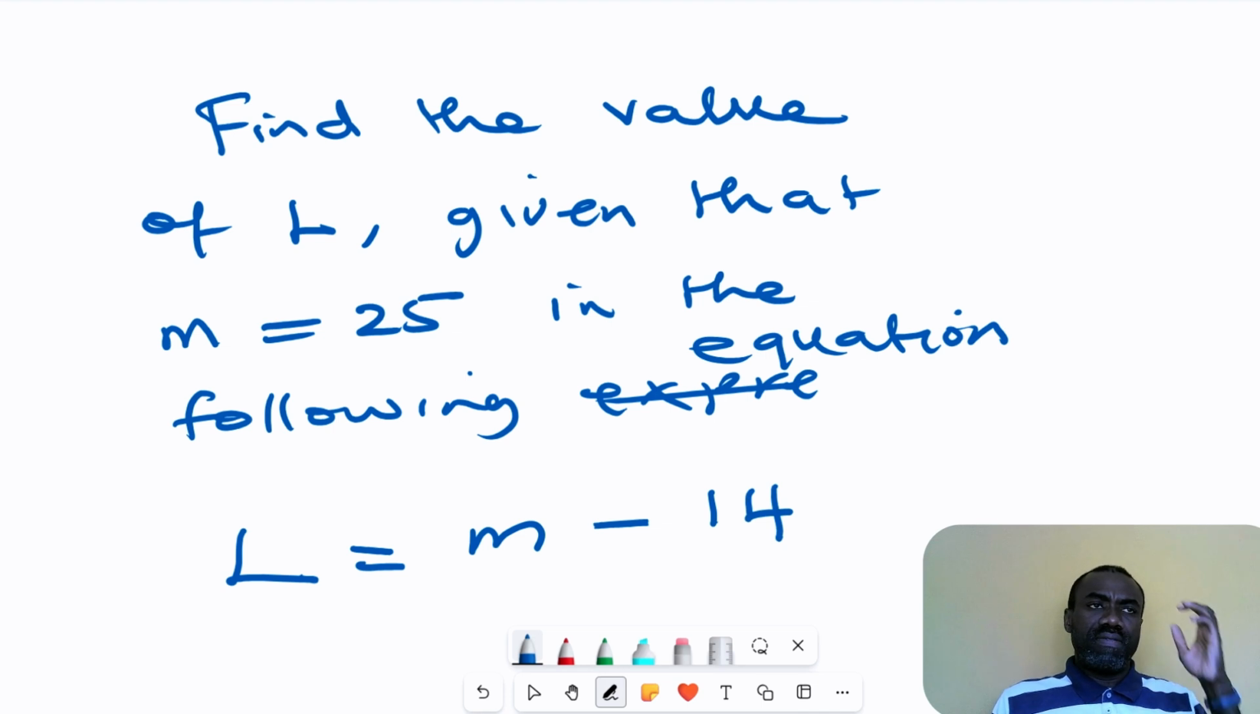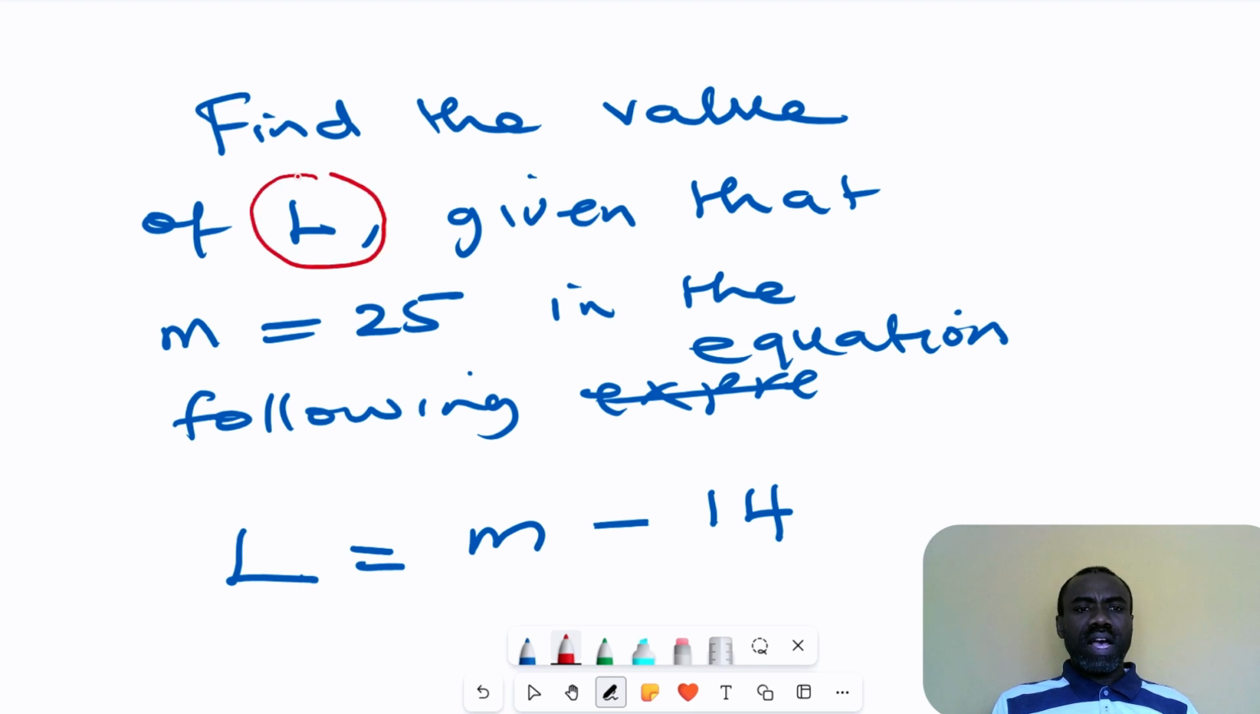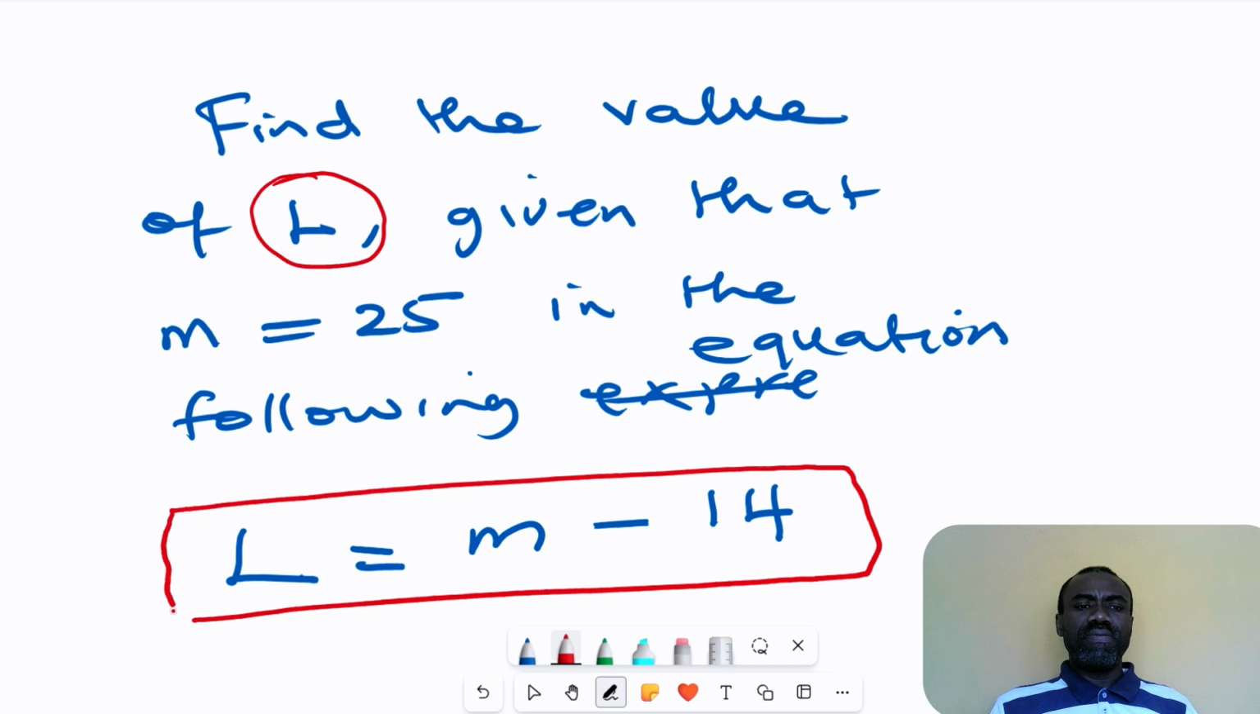Okay, so this is a very simple question I've made up to illustrate what we do when we are doing substitution in algebra. So we want to have more information about L. Perhaps we are trying to figure out how big or how small L is. But in the expression given for L, or in the equation given for L, M is standing in the way. M is not helping us appreciate how big or small L is. We are struggling to get a true picture of L.